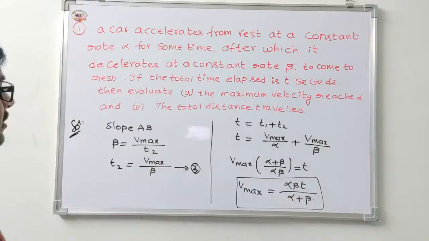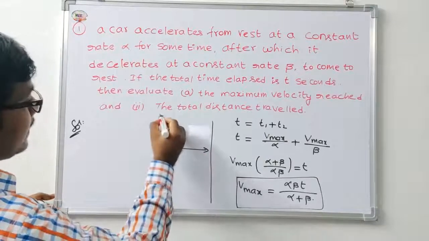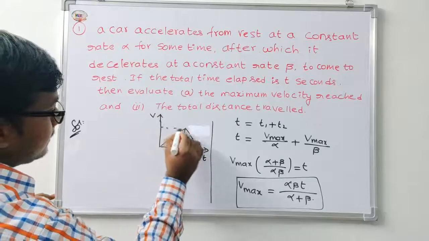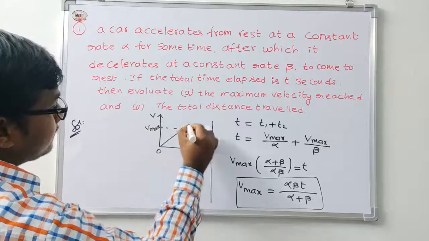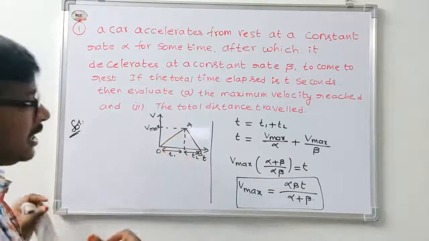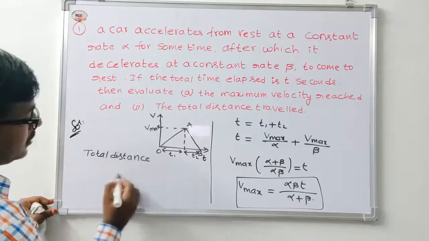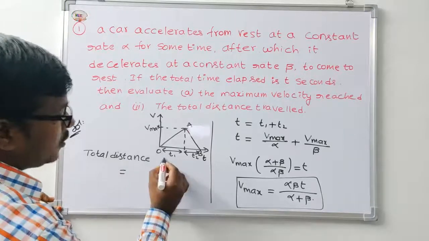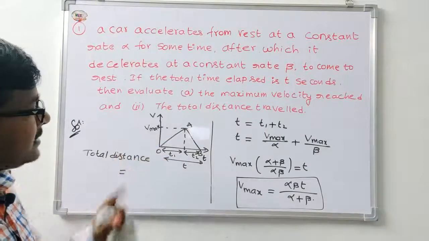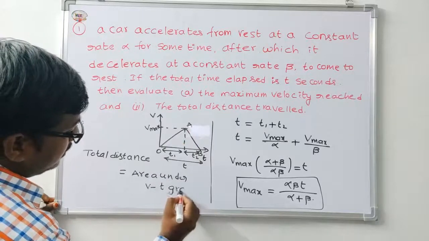The next is the total distance. In this graph, which shape is it? It is a triangular shape, and the base is the time taken, that is t. The total distance, or total displacement, is equal to the area under the velocity-time graph.